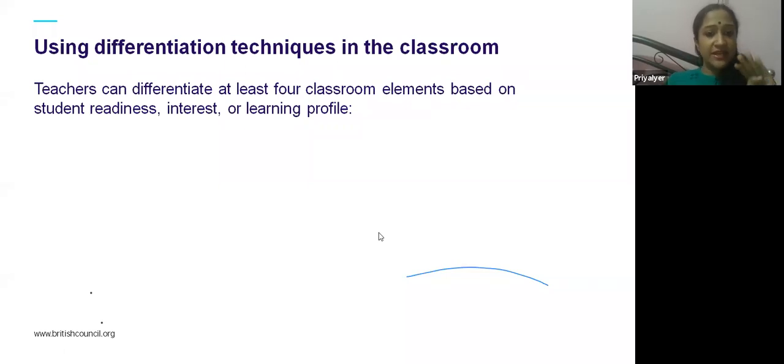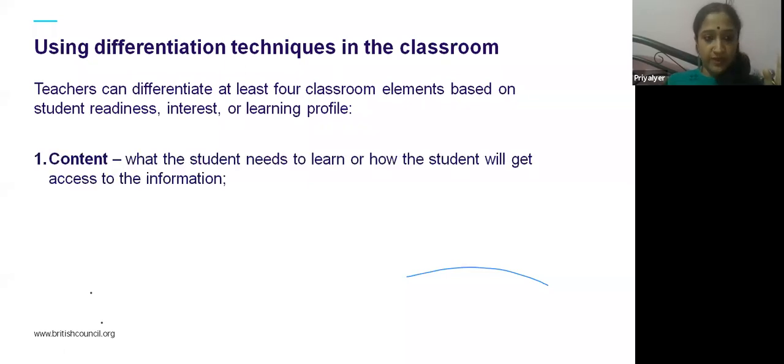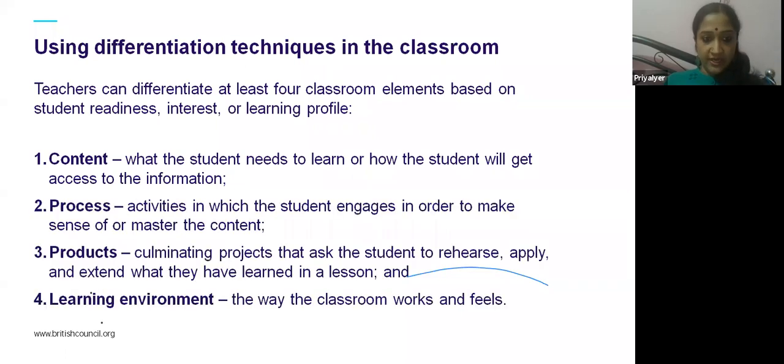So basically, very clear, straightforward, 4 ways based on content, process, products, and learning environment. It's there on your slide. I'm going to quickly read through this because each one of them will be taken up in detail in the upcoming slides. So what does the student need to learn, or how will the student get the information? That's what content is all about. What are the activities in which the student will engage in order to make sense of the content? That's what process talks about.